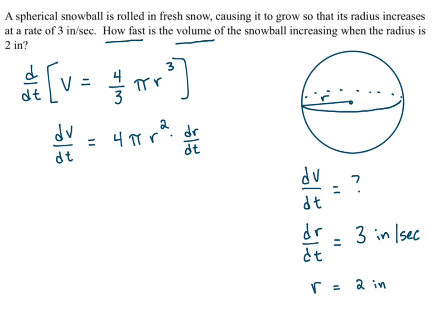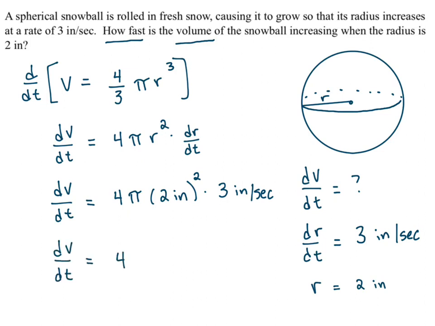So I'm going to plug in my values that I have. So my dV/dt would be 4 pi. The radius at that moment is 2 inches, squared. And then my rate of change of my radius, my dr/dt, is 3 inches per second. So I'm going to simplify that. Square out my 2 first, multiply it by the 4 and the 3. So for my dV/dt, that should give me 48 pi inches cubed.